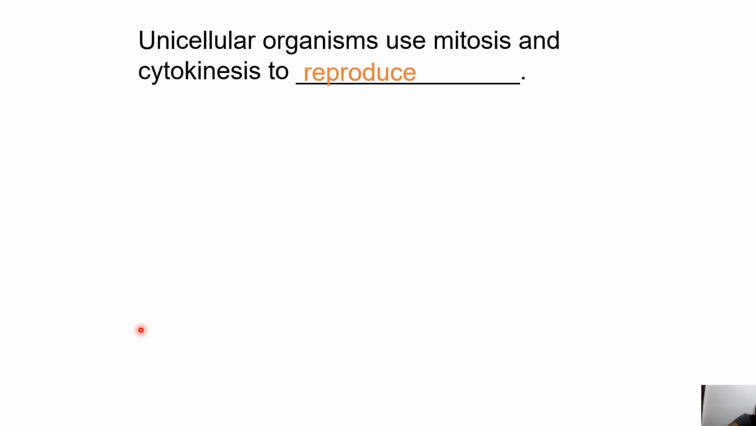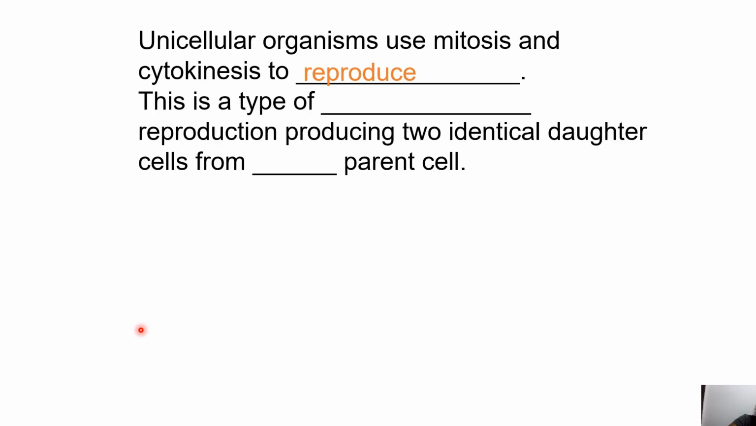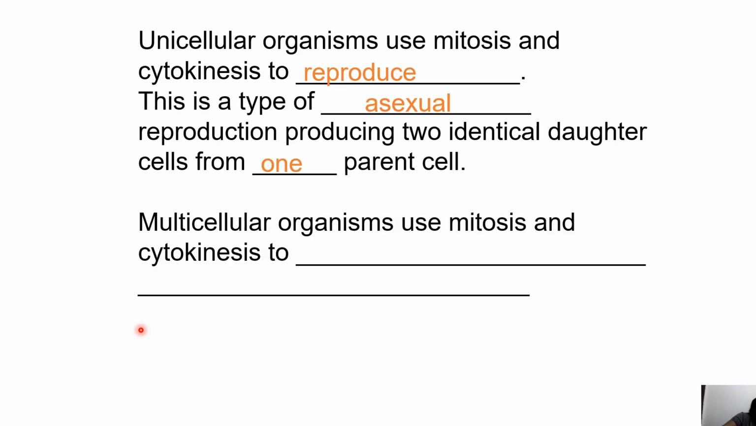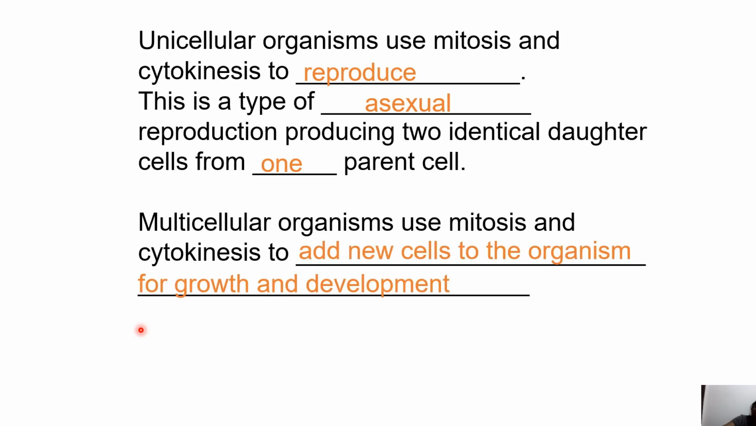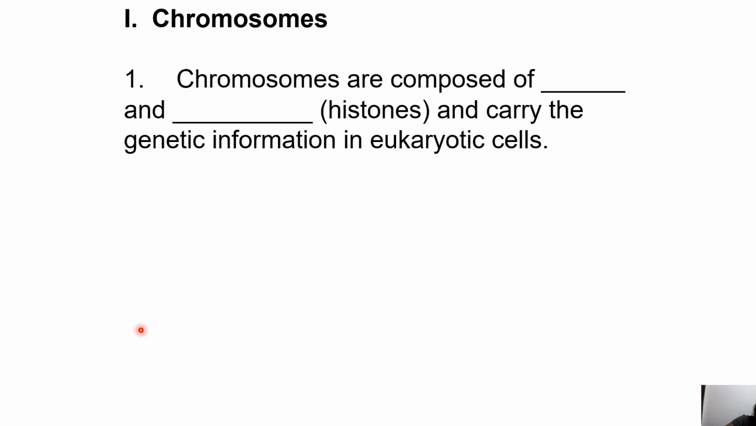So unicellular organisms use mitosis, karyokinesis and cytokinesis to reproduce, right? And this is a type of asexual reproduction, producing two identical daughter cells from one parent cell. Now multicellular organisms use mitosis and cytokinesis to add new cells to the organism for growth and development.